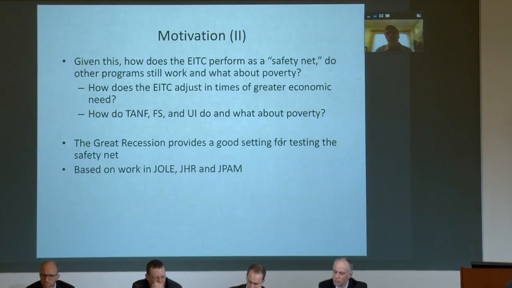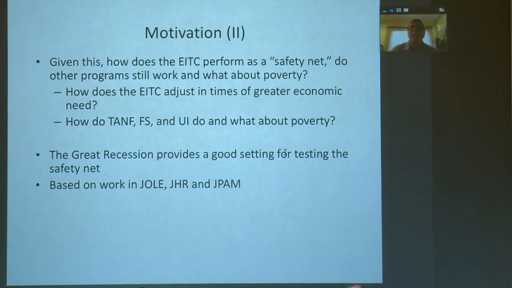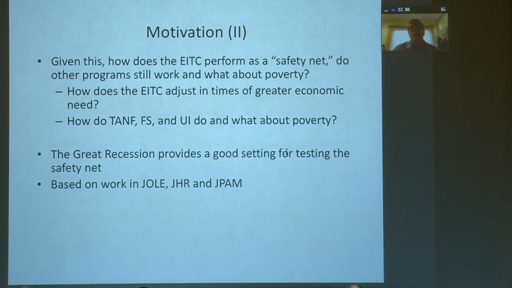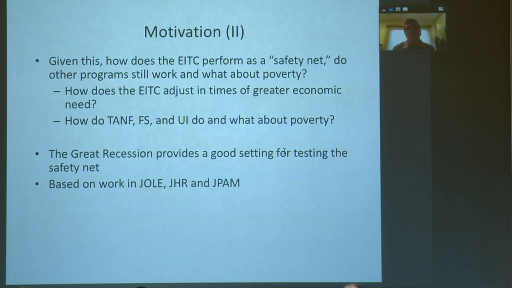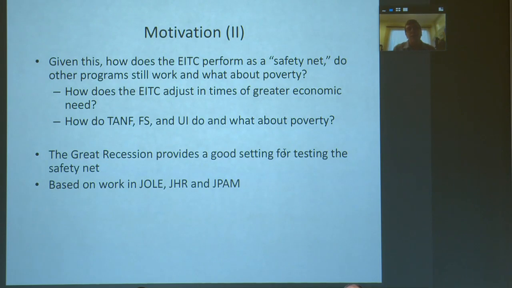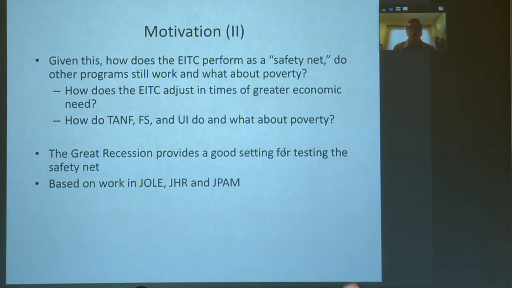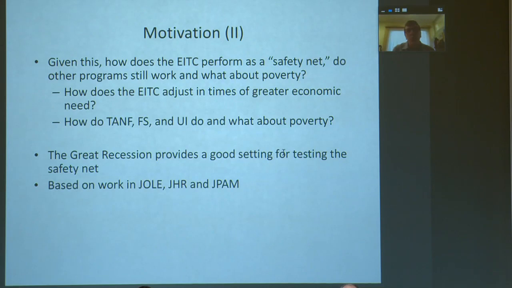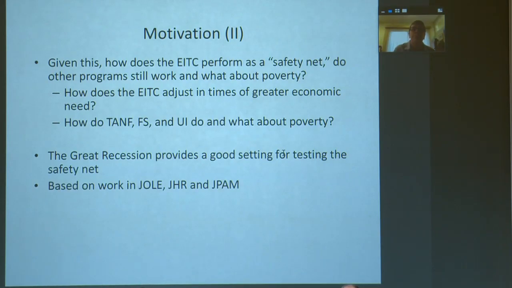So given this, my co-authors and I were interested in how the EITC performs as a safety net. Whether the welfare reform and other programs have changed how they respond to shocks, and what has happened to poverty. There's a large body of evidence that the EITC has very good impacts on kids in a lot of ways, but not much of this research has thought about how it responds to shocks, okay? So the Great Recession provides a good setting for testing the new safety net, and this published work has been in JOLE, JHR, and JPAM.